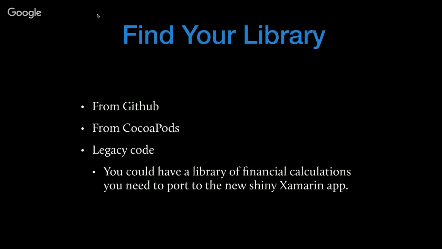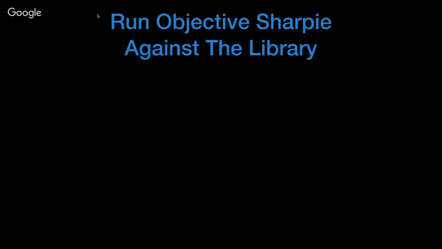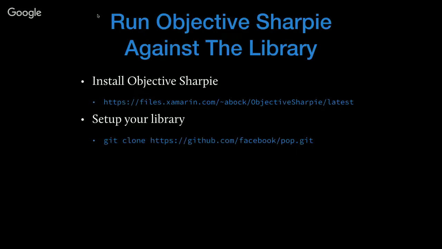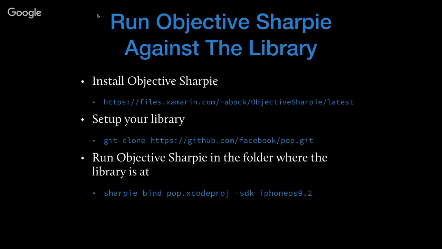All right, like I said, you find your library from GitHub, from CocoaPods, or legacy code you might have. Like I said, it doesn't have to be iOS interacting code. It can just be a bunch of C and C++ methods you need to use. All right, so it's Objective-Sharpie. This is the URL. If you just Google it, it's a very unique name, so you'll be able to find the web page to get to it. Set up your library, run Objective-Sharpie on the folder where the library is at, and you get bindings. So I'm going to go show this off right now.